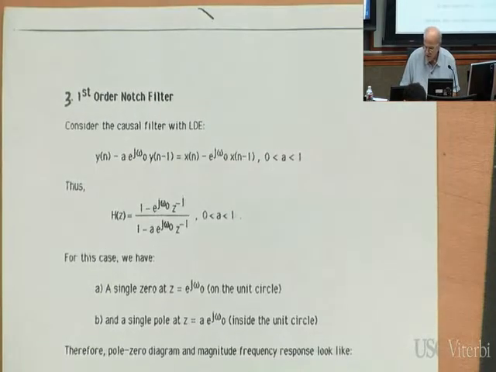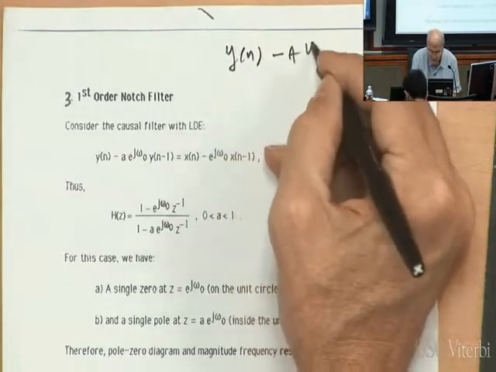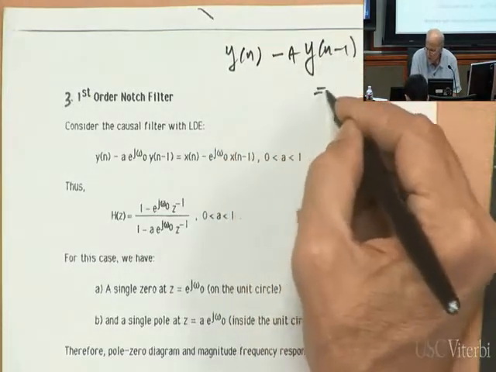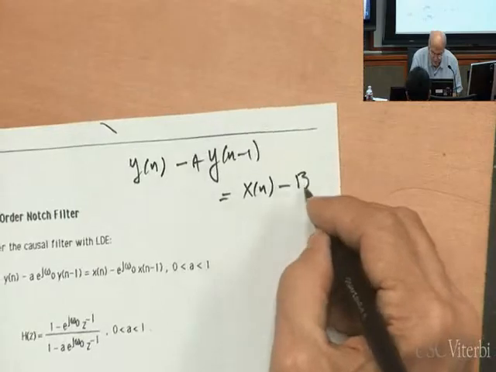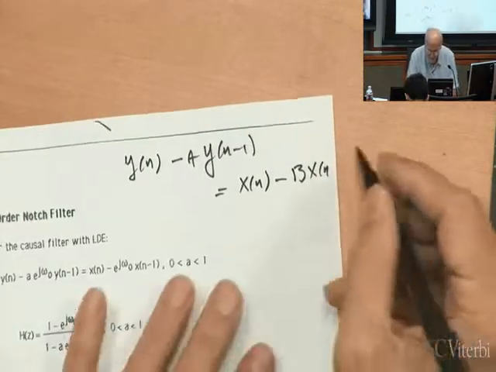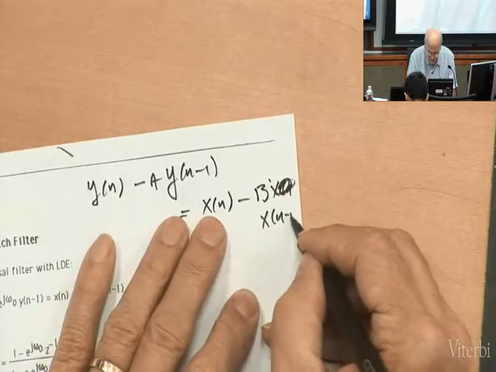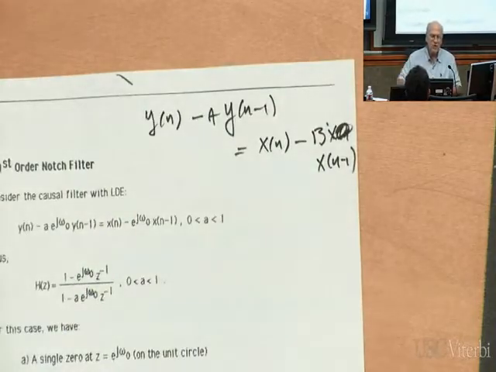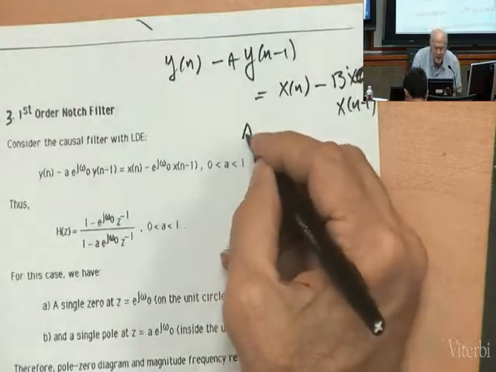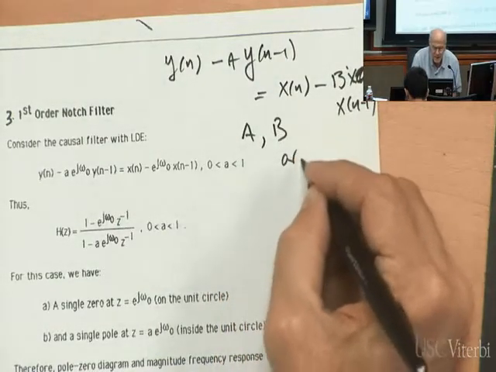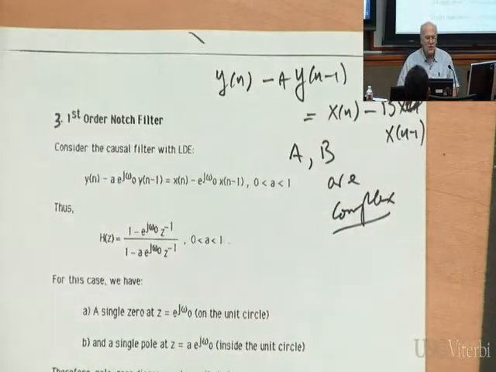So we start off with the notch filter. It's of the form y of n minus a times y of n minus 1, this is first order now, equal to x of n minus b times x of n minus 1. Oops, I ran out of room. Okay, that's the form of this first-order notch filter, where a and b are complex and they're related to each other. So that's what I call a first-order complex notch filter.